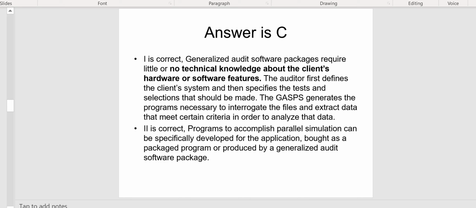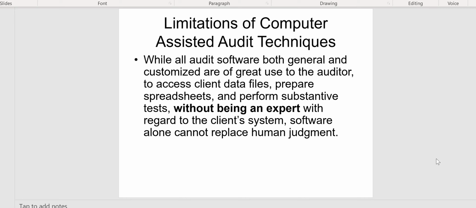All right, limitations of computer-assisted audit techniques. While all audit software, both general and customized, are of great use to the auditor to access client data files, prepare spreadsheets, perform substantive tests without being an expert with regard to the client system, software alone cannot replace human judgment. And look out for questions like that on the CPA exam. It's the auditor that still assesses control risk. There's no software application that will assess control risk.